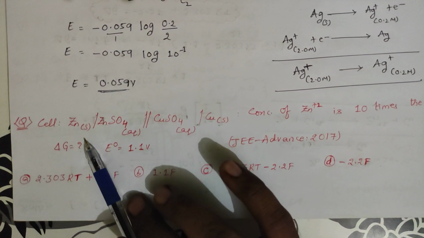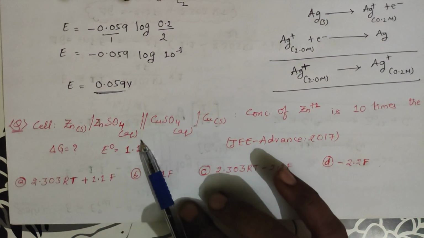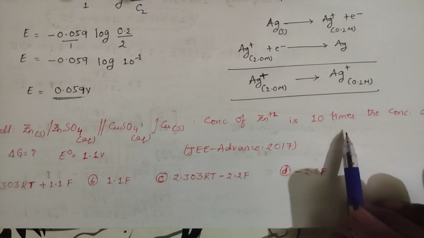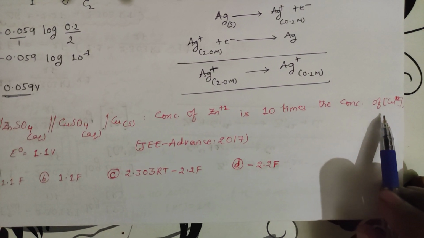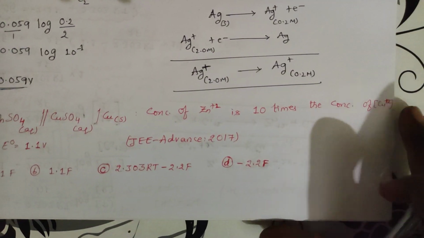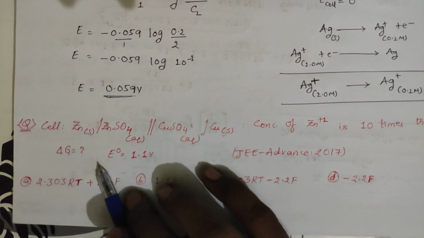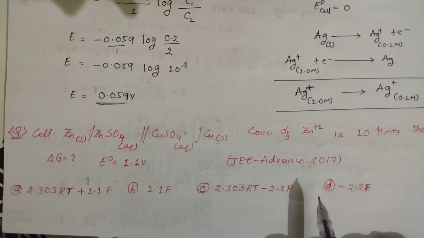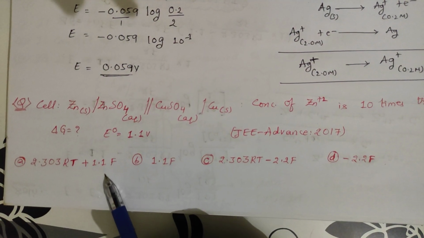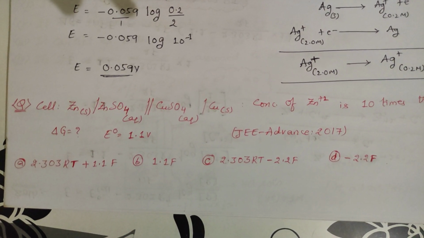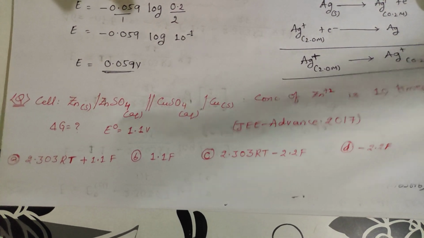The cell: zinc in the solid state getting converted to zinc sulfate in aqueous condition, with a salt bridge, and copper sulfate in aqueous condition getting converted to copper. The concentration of Zn plus 2 is 10 times the concentration of Cu plus 2. Find the delta G value where E naught is equal to 1.1 volt. This is a JEE Advanced question from 2017. These are the options he has mentioned: A is 2.303 RT plus 1.1 F, where F is Faraday. B is 1.1 F. Third one is 2.303 RT minus 2.2 F. Fourth option is minus 2.2 F. This is the question.